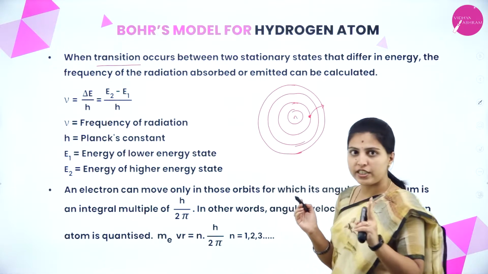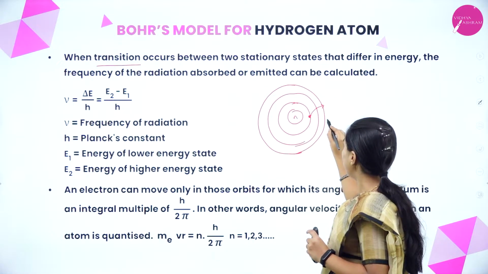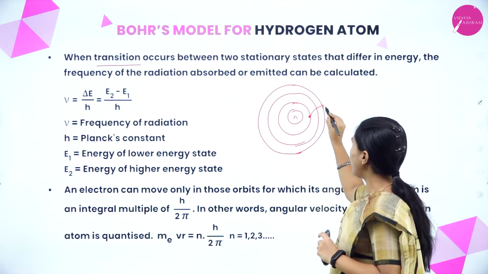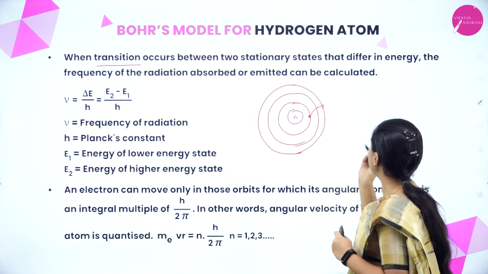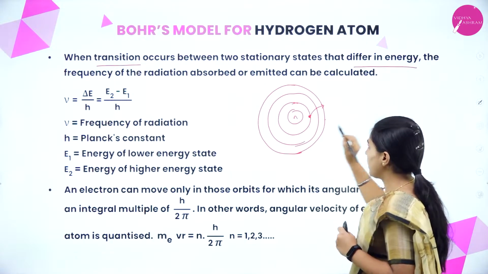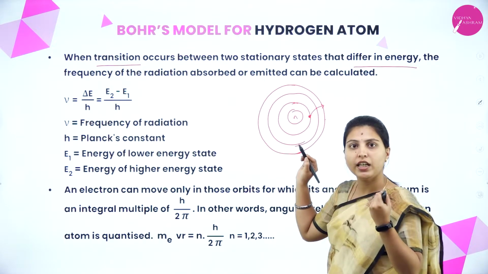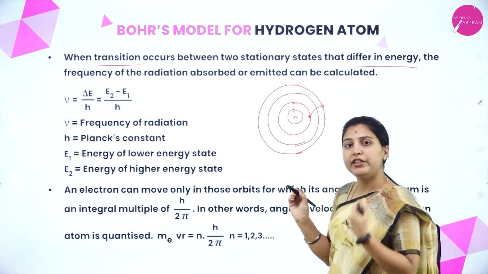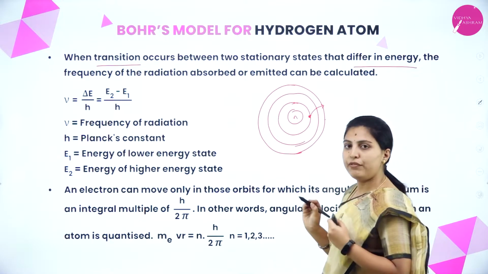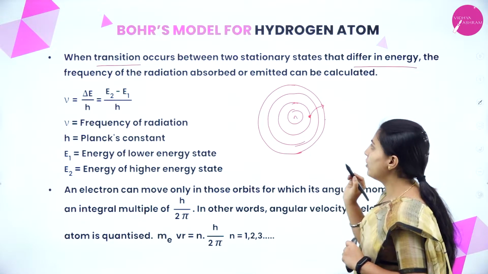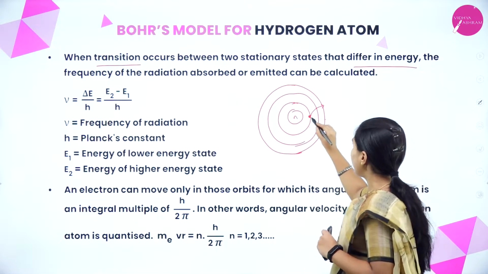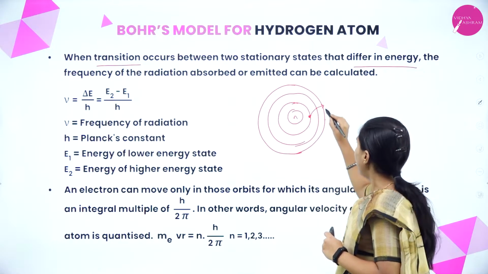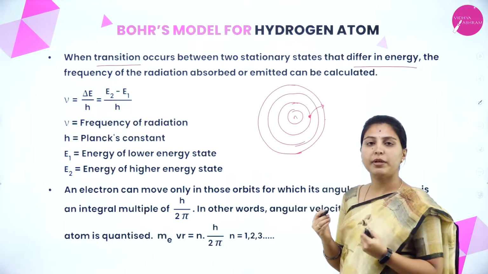Transition occurs between two stationary states. This is one stationary state and this is another. The electron is jumping from one stationary state to another, so they differ in energy. The first stationary state has some energy level, but the other has a different energy level compared to the first, and there is also the frequency of radiation. The electron is jumping from the first to a higher level, and it cannot stay there because stability is not there.